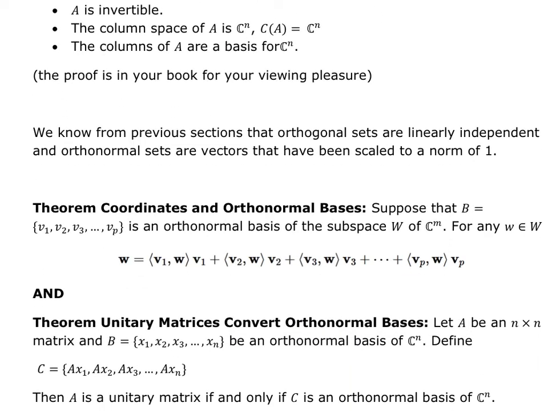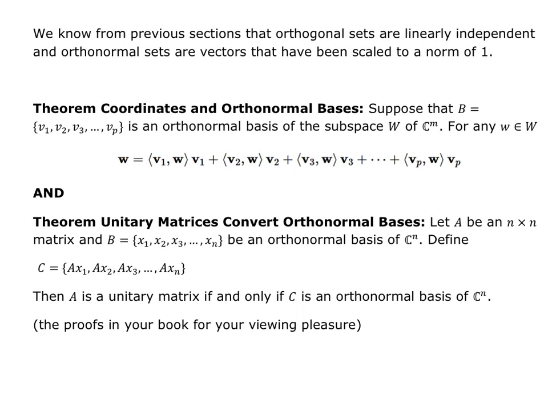The last couple of theorems that we get in this section is that we know from previous sections orthogonal sets are linearly independent, and orthonormal sets are the vectors that have been scaled to a norm of 1. So basically, they're orthogonal vectors that have been scaled with a norm of 1. That then gives me these next couple of theorems, and the reason that we want to talk about orthonormal sets is because it's really good for some computations we're going to be doing later.